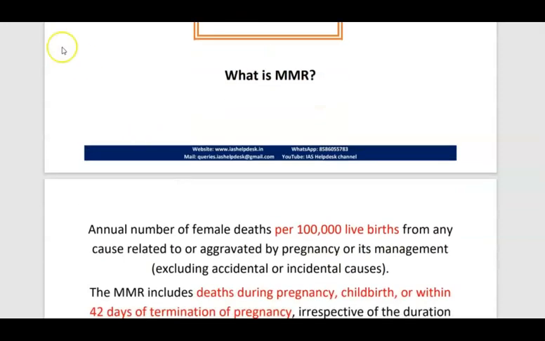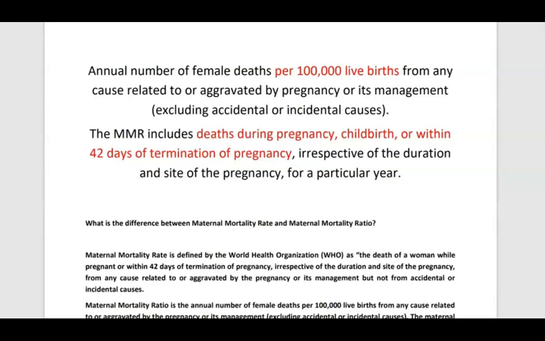So now, what is maternal mortality ratio? It is the annual number of female deaths per lakh live births from any cause related to or aggravated by pregnancy or its management. It is specifically mentioned that it covers death related only to pregnancy, that is, issues related to pregnancy, excluding accidental or incidental causes. So it only includes death during pregnancy or childbirth or within 42 days of termination of pregnancy, irrespective of duration and site of pregnancy, for a particular year.